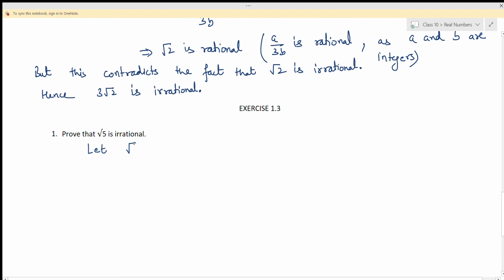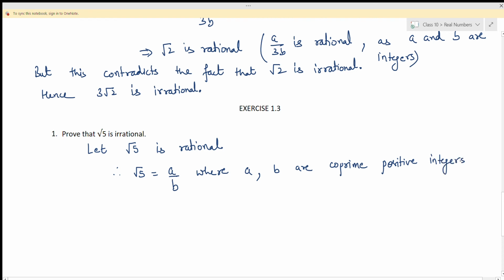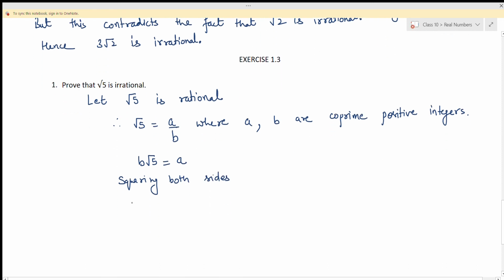So let root 5 be rational. So if root 5 is rational, you can say root 5 is in the form of a by b, where a, b are co-prime positive integers. So b root 5 is equal to a. Squaring both sides. What will I get when I square both the sides? I'll get 5 b square is equal to a square.